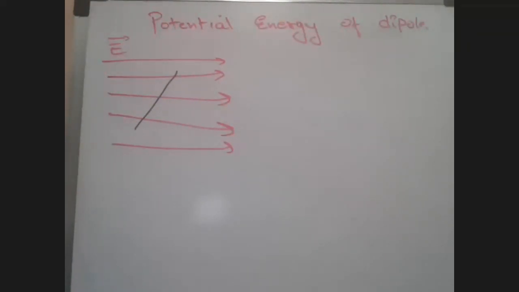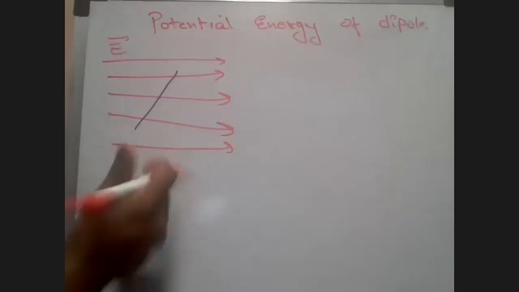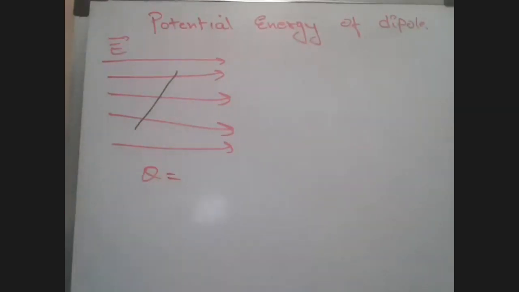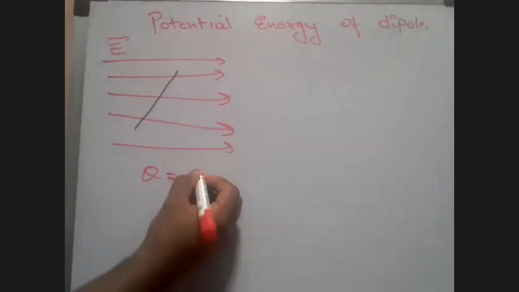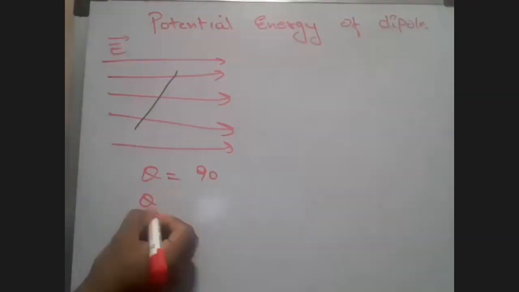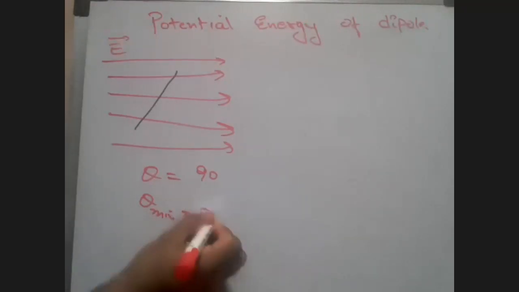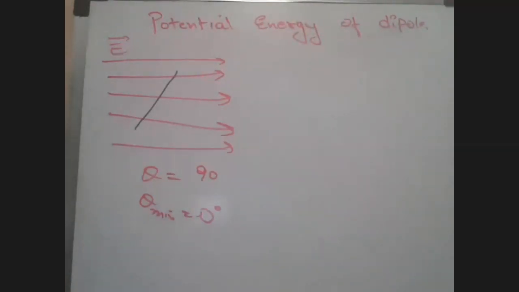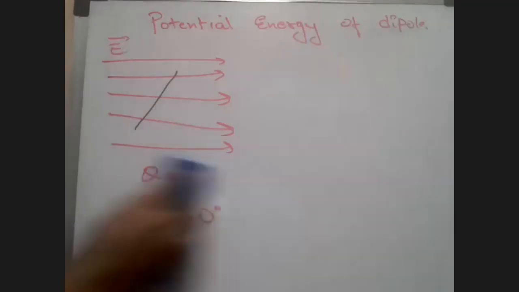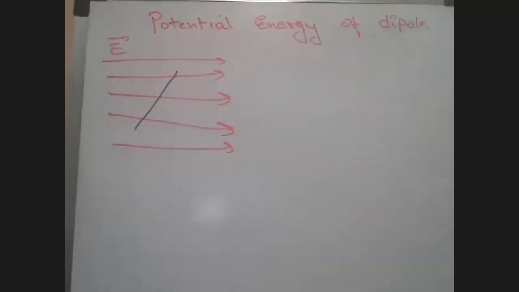What is the maximum torque? At what angle theta will you get maximum torque? 90 degrees. Minimum torque? 0 degrees. So these terms are very important. Anyways, that was just a revision and a continuation of this.